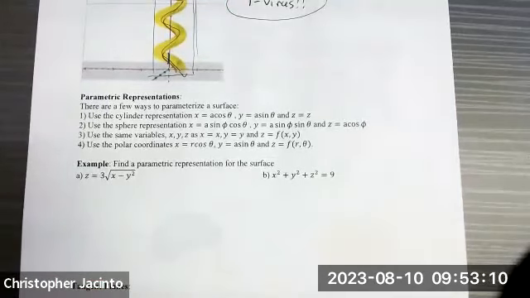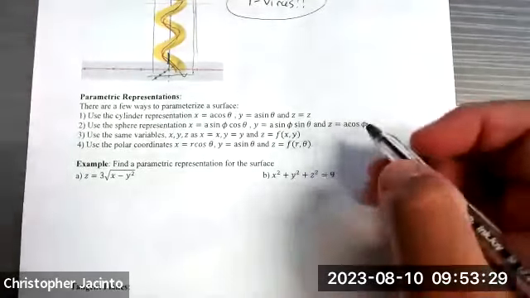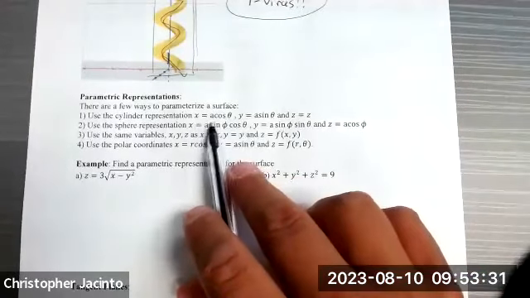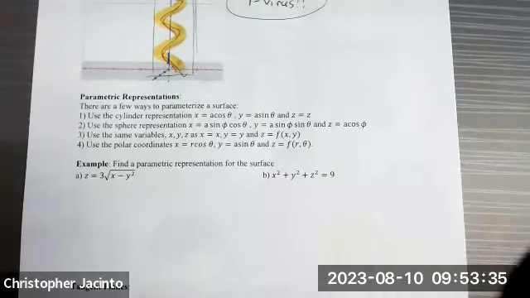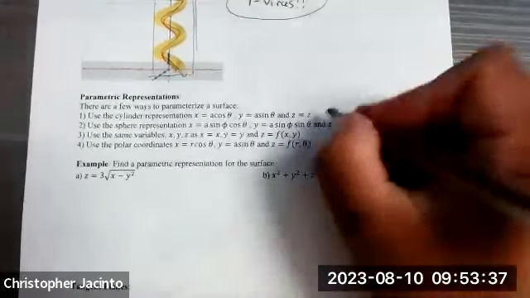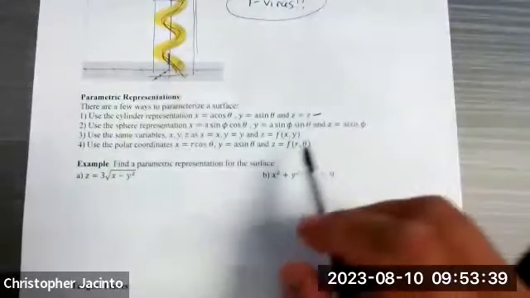Now, how do you parameterize a vector field, or just a function? There's roughly 4 different ways to do it, and it's pretty much using all of the ways we know. There's nothing brand new, which is the nice thing. The first one we know is cylindrical. So X is equal to A cosine theta, Y is equal to A sine theta, and Z is equal to Z. We learned that a couple sections ago.